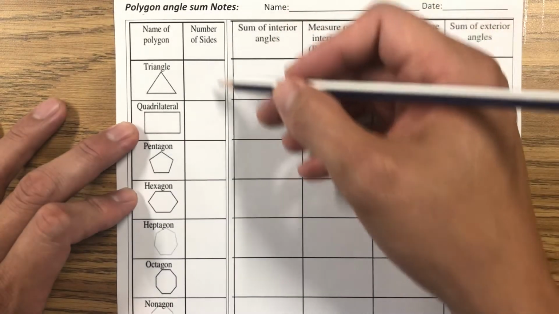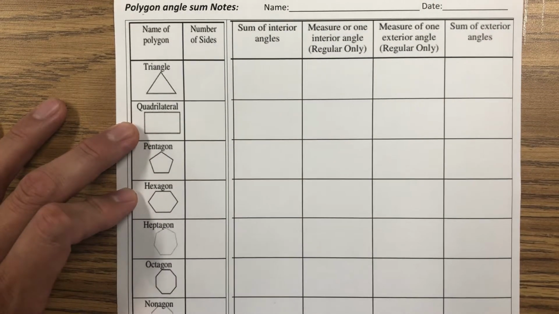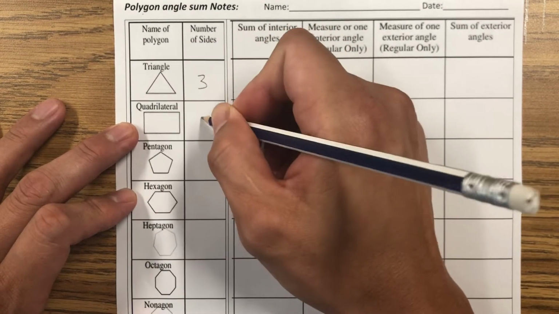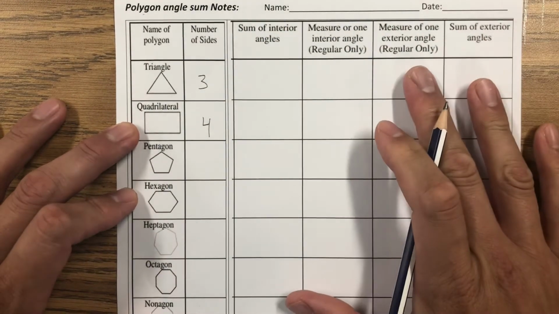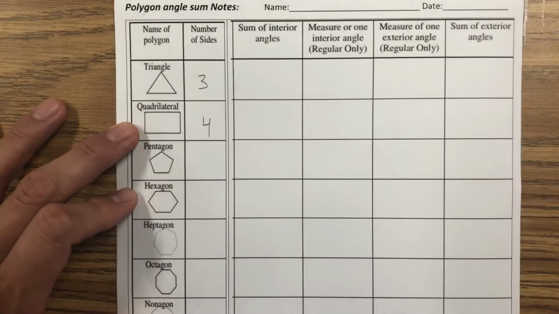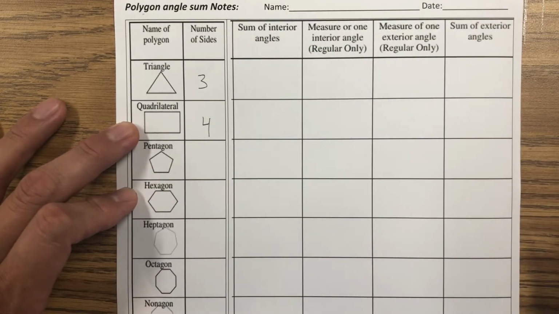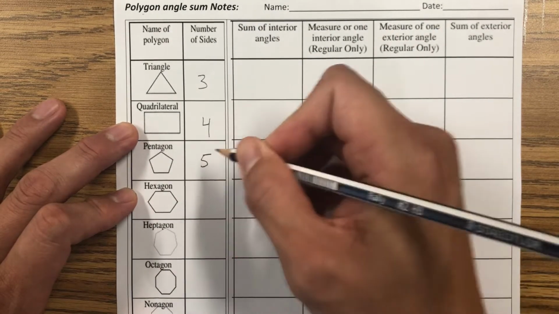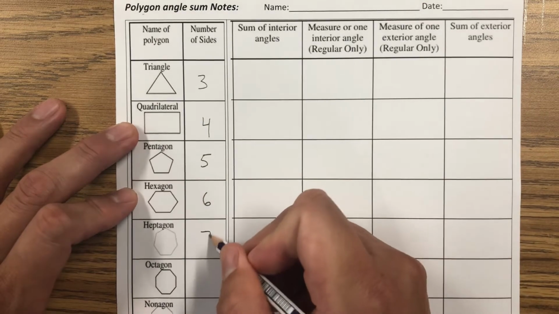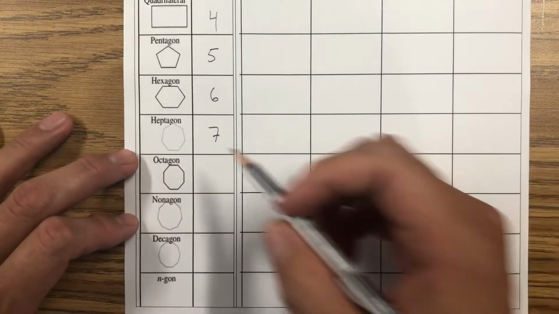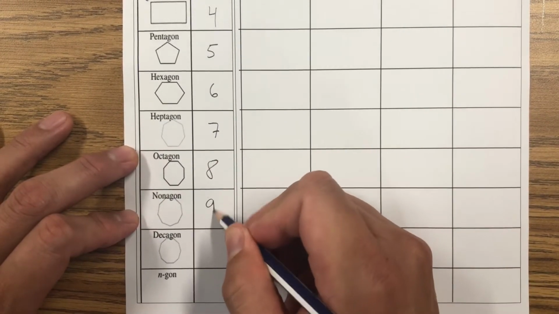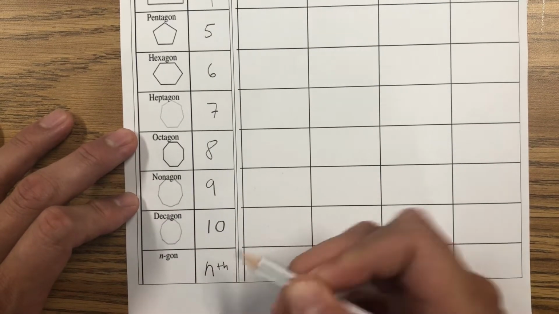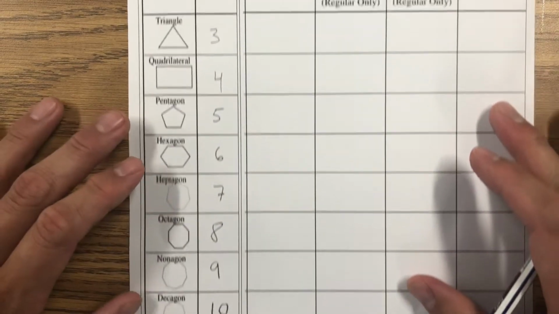Let's go ahead and list how many sides those shapes have first. A triangle has 3 sides. A quadrilateral has 4 sides. By the way, you can print this out first, or you can just pause for a second and draw out the table. A pentagon has 5 sides, hexagon has 6, heptagon has 7, octagon has 8, nonagon has 9, decagon has 10, and the nth just means however many sides there are. Don't worry about that.